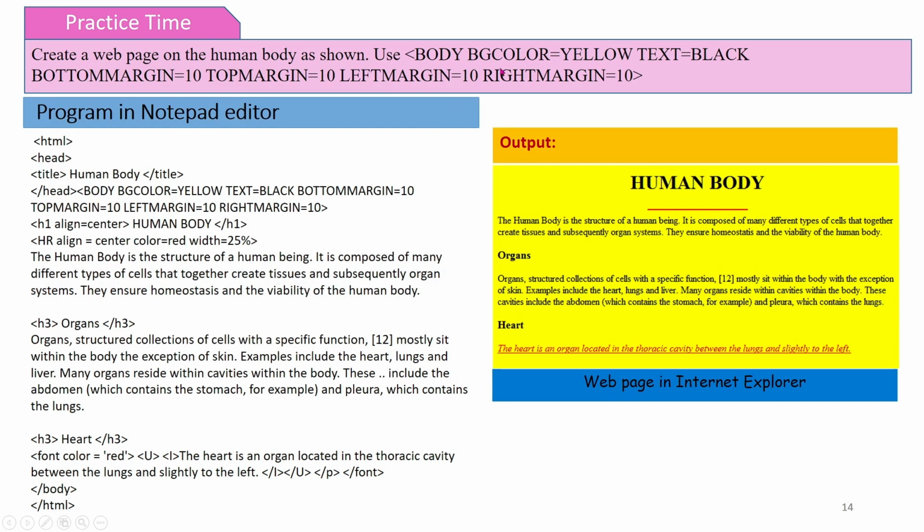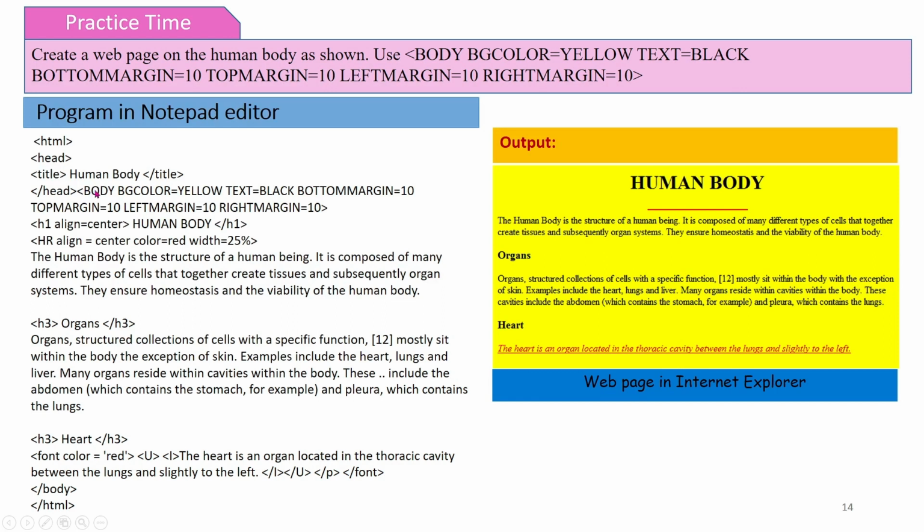Use body background color as yellow, text as black, bottom margin 10, top margin 10, left margin 10 and right margin 10. So this was the actual output which was given in the book on page number 50, and for this we have written this code. So here the main thing is using the body attributes.